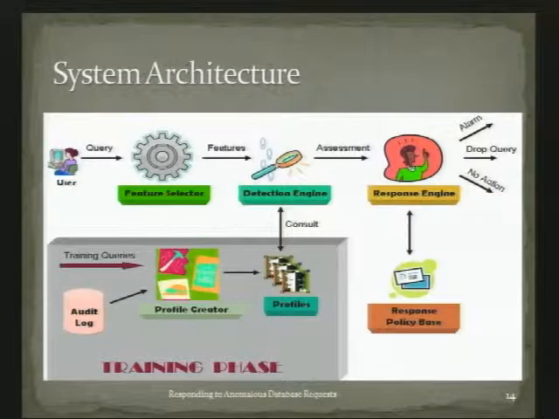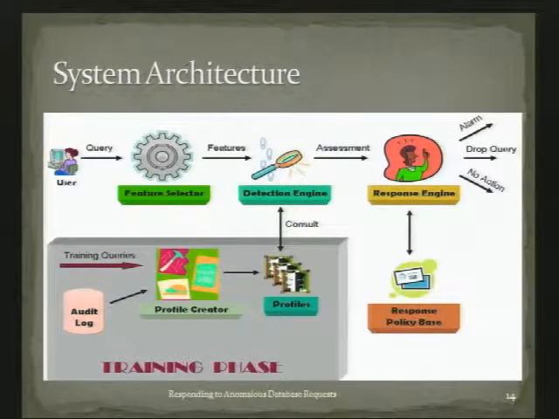Okay, so let's assume you have the profiles with you. That's the training phase. You learn the profiles over a period of time. And in the detection phase, every new query submitted by the user goes through a feature selector which selects the features from the query. And again, the feature selection is dependent upon the kind of anomalies that you want to detect in the query. Now it goes through the detection engine, which is going to look at the profiles and apply some intelligent algorithms to come up with an assessment of the query.